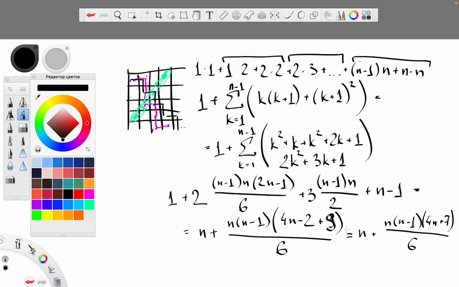I want some nice formulas. Let's try to put n there too. So it will be n over 6 times 4n squared plus 3n minus 7, but plus 6.